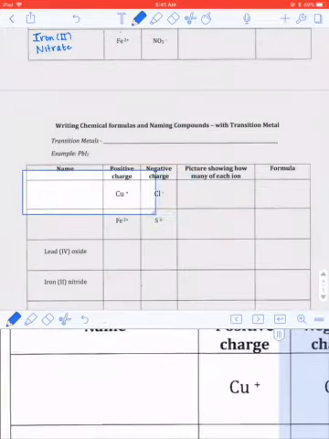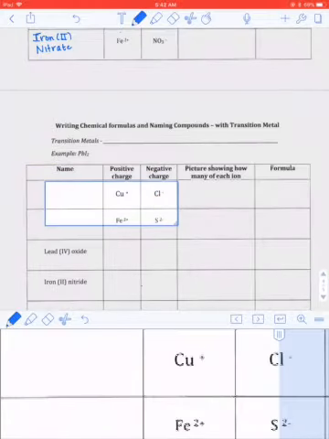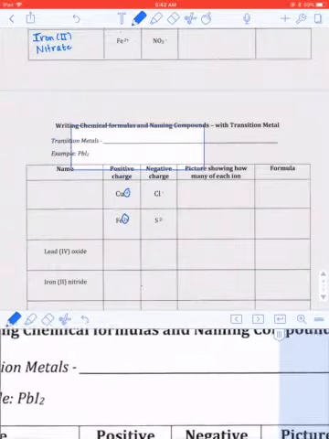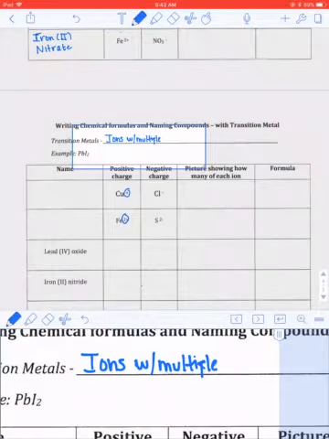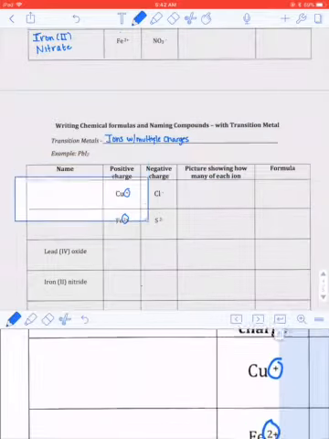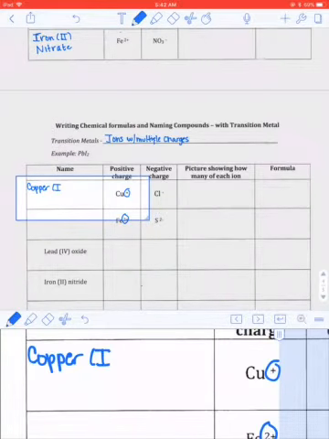Alright, and finally, transition metals. Alright, so the charge right here, this tells you which ion it is. So transition metals, they are ions that can have, we'll just say, multiple charges, because they're in the middle of the periodic table. That's why they're called the transition metals. So the way that we write this formula is copper, we write Roman numeral 1 because it's copper 1 plus chloride.